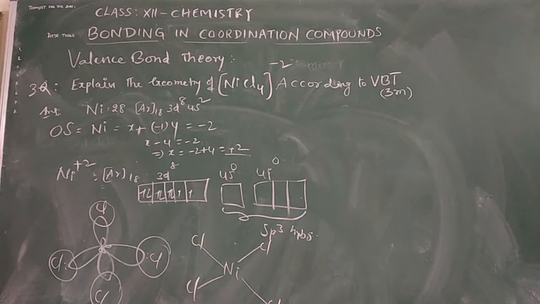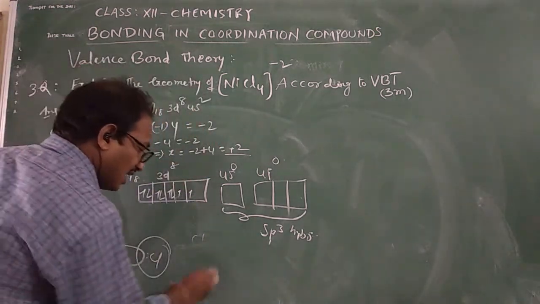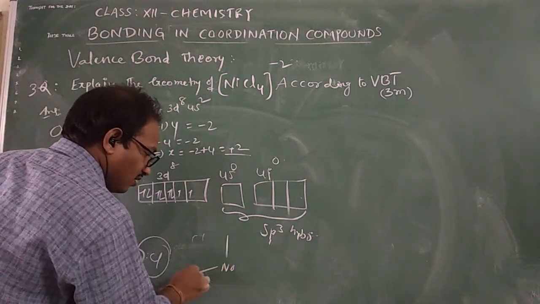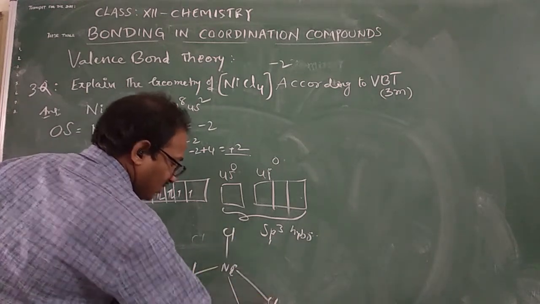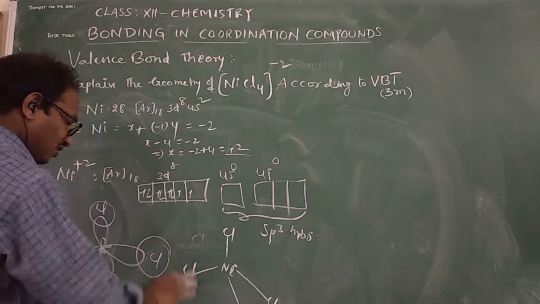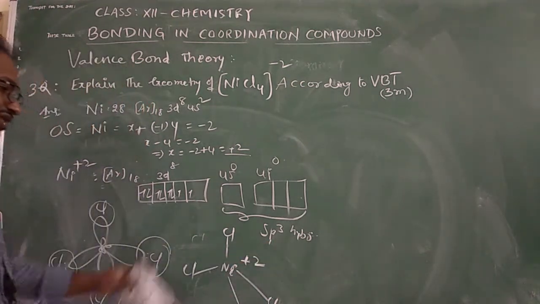Tetrahedral shape, not square planar. I have to write it like this: Ni. This is tetrahedral. NiCl4, so the nickel oxidation state is plus 2. You have to write Ni plus 2 here. This is the shape.